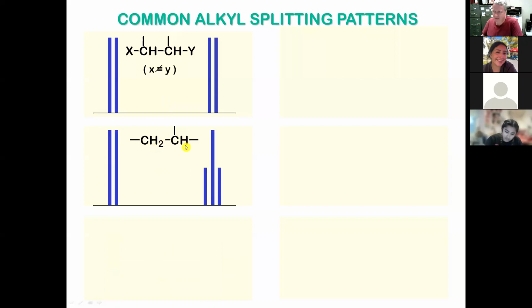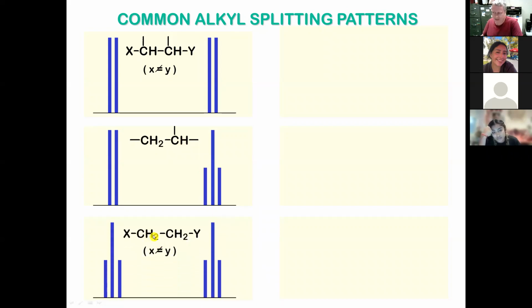What about a CH2 and a CH? Well, we just saw this situation. It would be a doublet and a triplet, right? A doublet and a triplet. Because the CH2 sees one neighbor, it should be a doublet, and the CH sees 2 neighbors. 2 plus 1 is 3, it's a triplet. What about a pair of CH2s with different X and Y groups? What should you see? A pair of triplets, right? That makes sense? A pair of triplets, because in both cases, 2 neighbors plus 1.